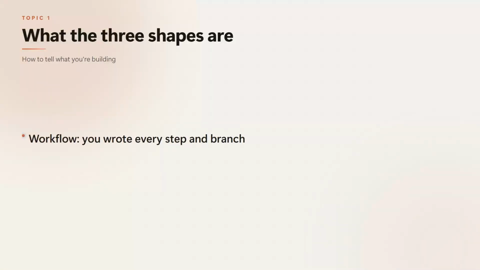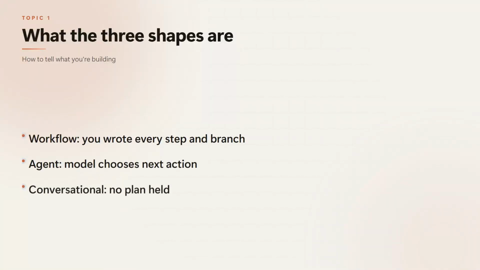The 3 shapes are defined by who chooses the next action. In a workflow, you wrote every step and every branch. The sequence is fixed, and the system is deterministic. Adding a model, tool calls, or a retry loop does not change that; the control flow is still yours. In an agent, the model decides what to do next based on what it has just learned. The plan emerges during the run. A conversational system holds no plan at all, it answers one turn at a time.